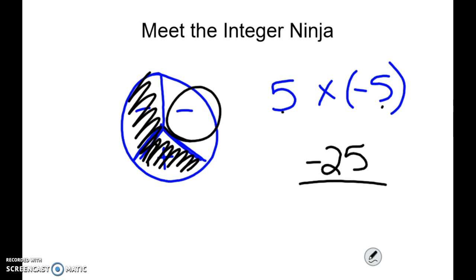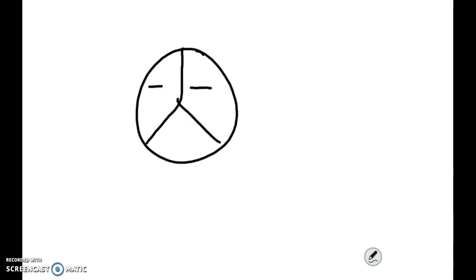Okay? So you're going to use that integer ninja. You need to draw him on your page. I'll draw him again. So it's just a circle. It doesn't have to be big. And he's got negatives for eyes and a positive mouth. So let's do another question.